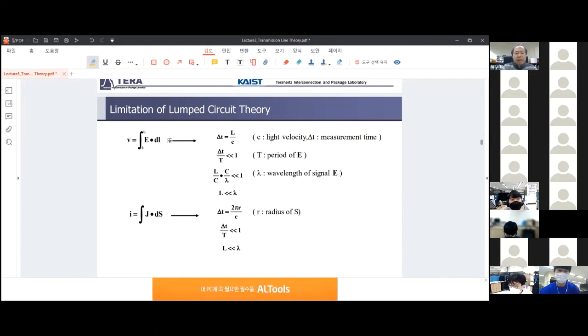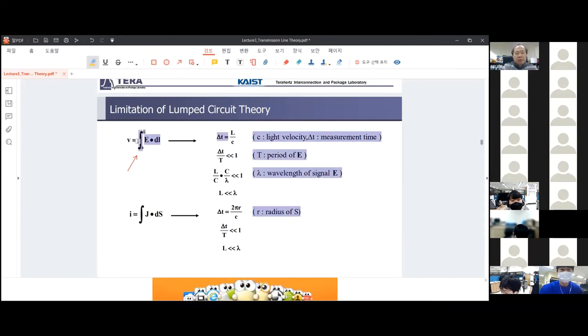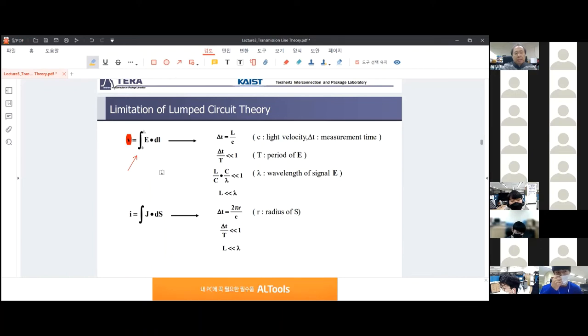Because I assume that all of these students have a background in electrical engineering, we know that this is the definition of voltage. I'm not sure we have a minus sign here. But when we are defining voltage in circuit or electromagnetic theory, we integrate the electric field up to a certain length. I assume that length is L.